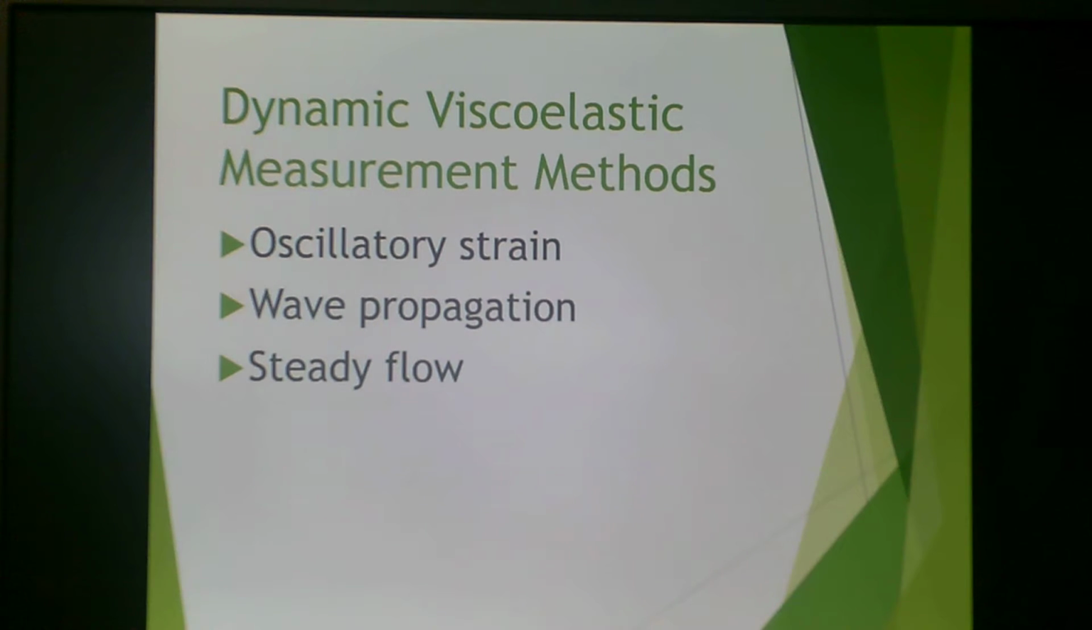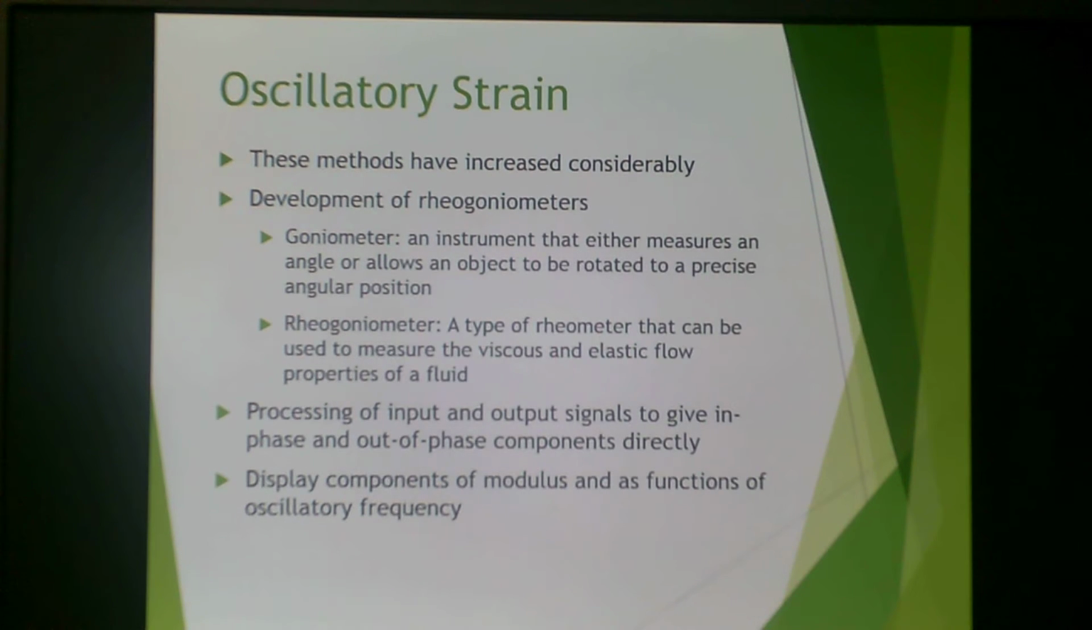When you're talking about dynamic viscoelastic measurement methods, you're talking about oscillatory strain, wave propagation, or steady flow. When it comes to oscillatory strain, these methods have increased considerably, and this is through the development of rheogoniometers. A goniometer is an instrument that either measures an angle or allows an object to be rotated to a precise angular position. A rheogoniometer is a type of rheometer that can be used to determine the viscous and elastic flow properties of a fluid. Processing of input and output signals to give in-phase and out-of-phase components directly is used in this case, and displays components of modulus as functions of oscillatory frequency.